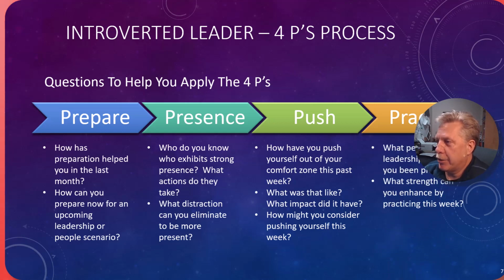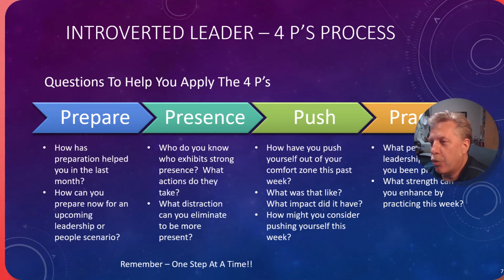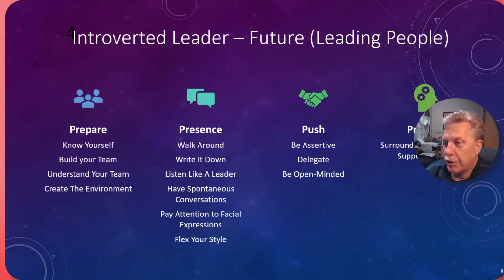And then practice. What people or leadership skill have you been practicing? What strength can you enhance by practicing this week? And lastly, I'll close with this item. You want to remember that you take one step at a time. So these 4Ps are something that you can try to use to increase your ability to function as a leader, as an introvert. But remember, you're just taking one step at a time. Try to do one of these pieces every day, and eventually you'll become a stronger leader.